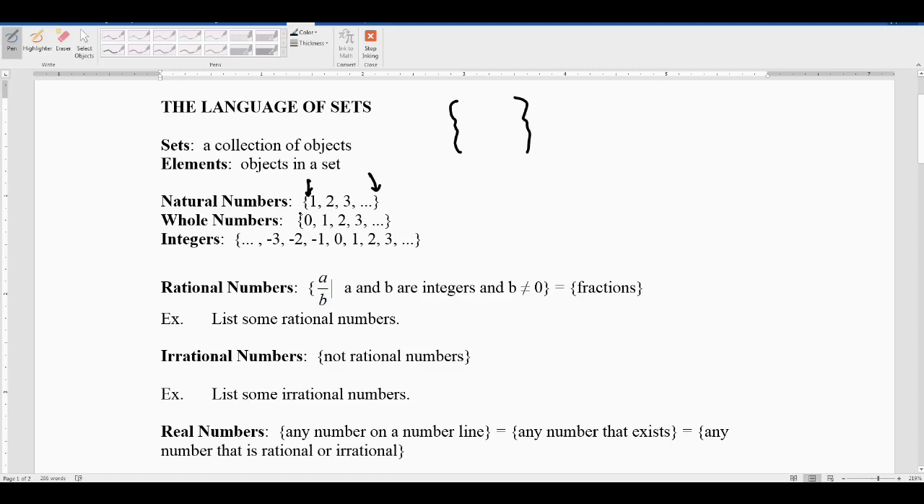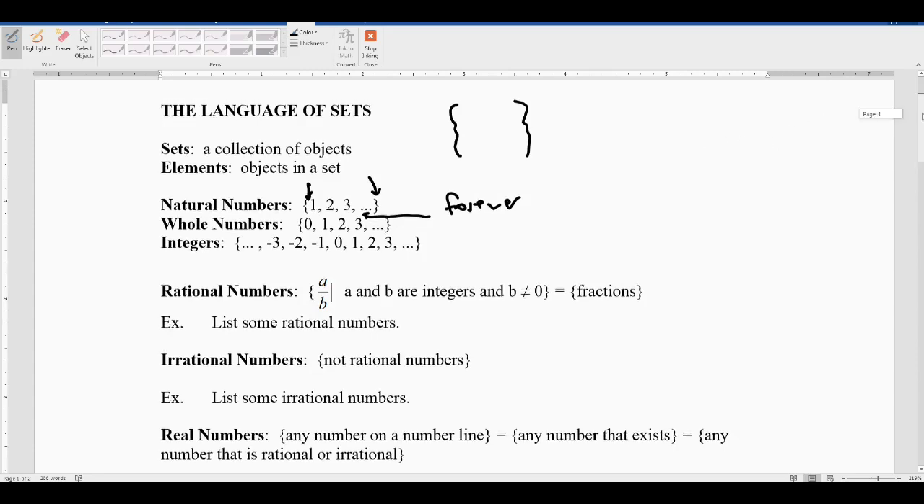And so hopefully you've seen some of these, like the natural numbers. The natural numbers are known as the counting numbers, and they consist of the set of numbers that start with 1 and they count by ones. So 1, 2, 3, dot, dot, dot. Now this dot, dot, dot just means it keeps going forever. And then the whole numbers are the same as the natural numbers, except you start with the number 0. So 0, 1, 2, 3, dot, dot, dot. And then the integers are the same as the whole numbers, except it includes the negative natural numbers also. So it goes forever in both directions.